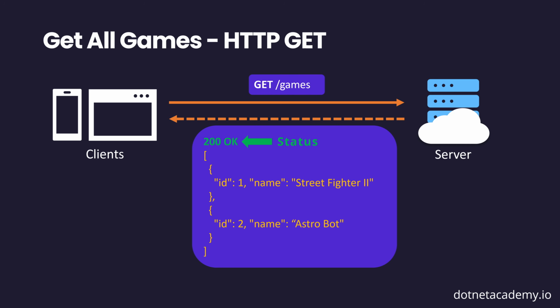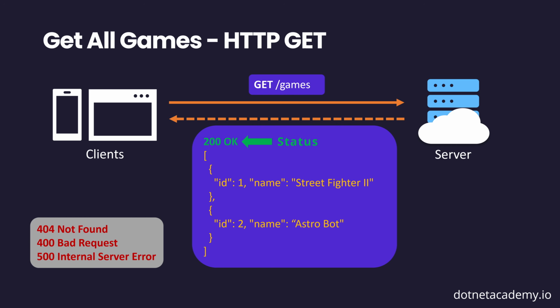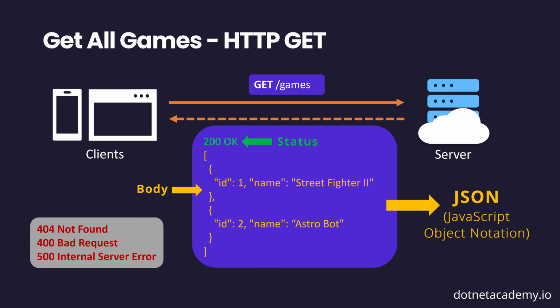There are many other HTTP status codes that a REST API will send back depending on the result of the operation, many of them for failure scenarios. The next part is the body, which contains the list of games in this case. Notice that this body is not HTML, but instead the format of the response is known as JSON, which stands for JavaScript Object Notation. This is the de facto format for sending and receiving data in REST APIs because of how easy it is to read and write and is supported by all major programming languages.